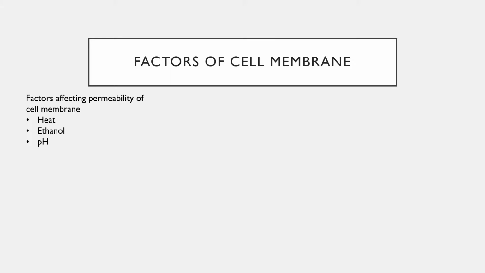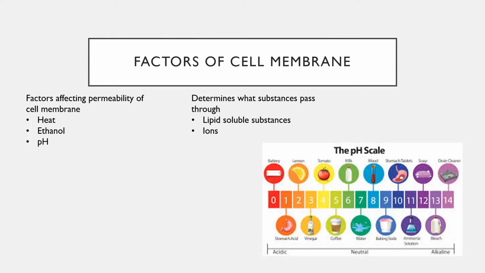With the pH, as we already know in the previous videos, things such as enzymes are pH sensitive. So too high a pH or too low a pH can also cause the enzymes to denature. It determines what substances pass through, such as lipid-soluble substances and ions, and this is just a pH scale.